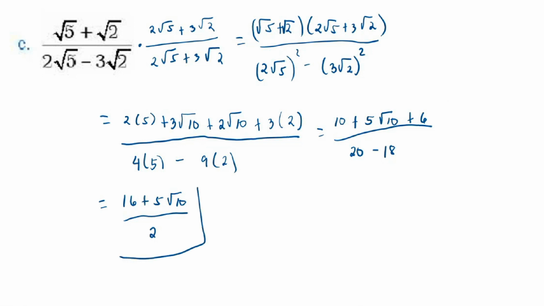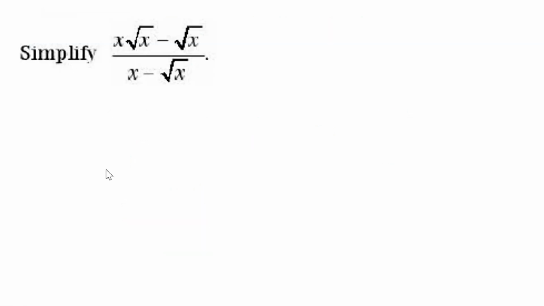See, I cannot reduce this one anymore because 5 over 2 is not a whole number. Although 16 is divisible by 2, because 5 is not divisible by 2, I remain with this answer. So the next number we are going to simplify: x square root of x minus square root of x, all over x minus square root of x.